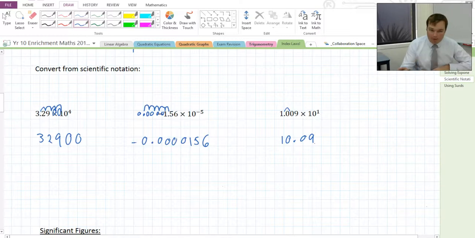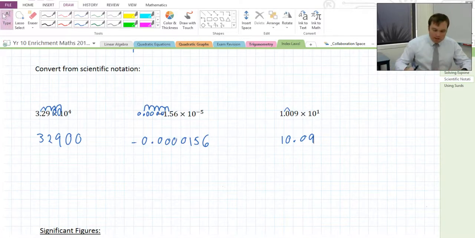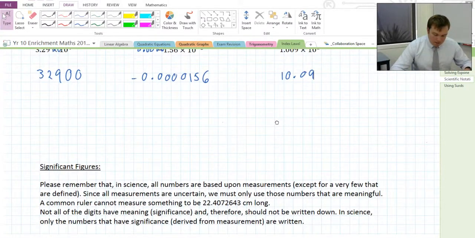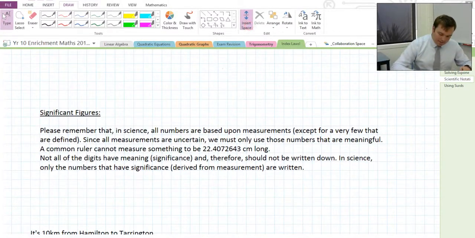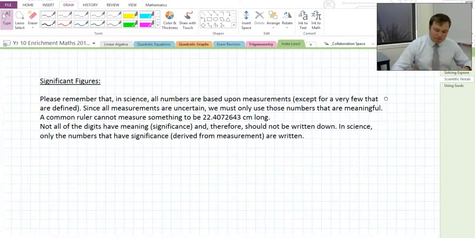Alright, we will do more practice in class. Now, the more confusing thing is significant figures. Alright, in science, I'm not a science teacher, but almost all of science is based upon measurements. There are very few values in science which are defined. And since all measurements are uncertain, we must only use numbers that are meaningful.